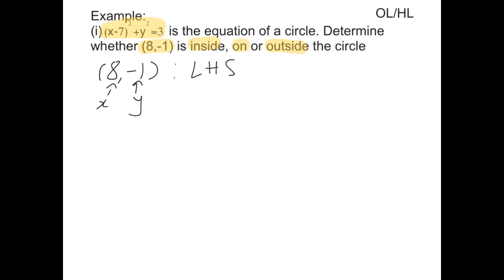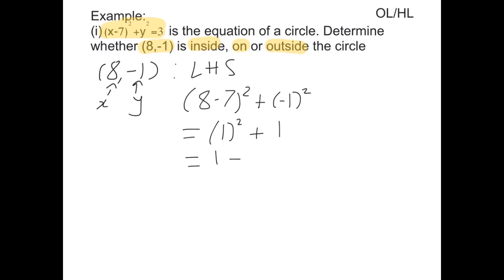So instead of x minus 7, we'll have (8 − 7)², plus y² will be (−1)², and that will be equal to 8 minus 7 is 1, squared; minus 1 squared is 1, so that's just 1 plus 1, which is 2.